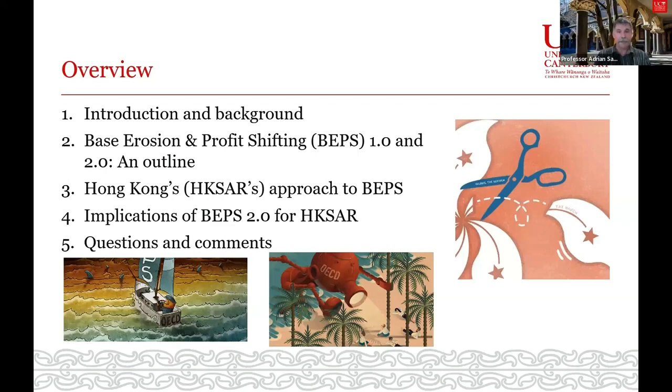I will then take a little journey through how Hong Kong has approached BEPS to date, then reflect upon what might be the implications of the new BEPS 2.0 for Hong Kong, and then have a chance for those of you who are here online to ask any questions or comments.